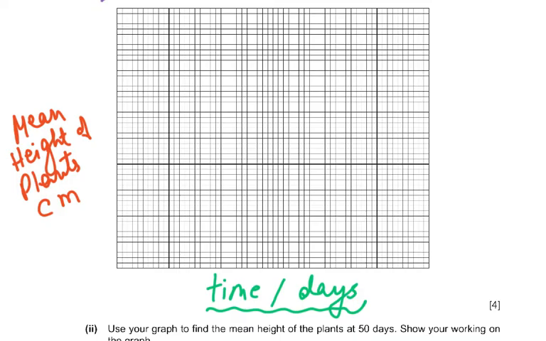Now, if you've just labeled the axis, you get 1 mark for labeling the axis. Mean height of plants is on the y-axis and time and days on the x-axis. You haven't drawn any graph. You will still get 1 mark.